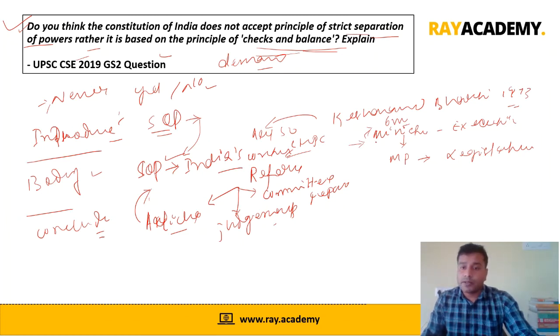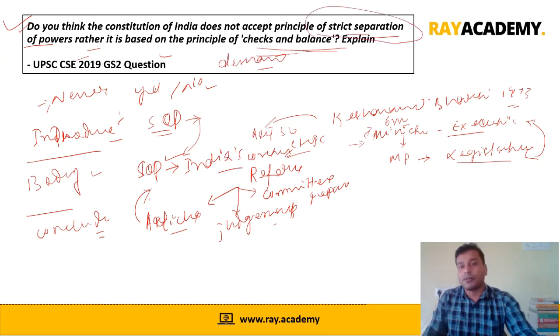So that means the same person is also part of executive, the same person is also part of legislature, isn't it? So this is also another part of partial separation of power. Here it is saying does not accept the principle of strict separation. This is one of the examples where we do not have a strict separation.